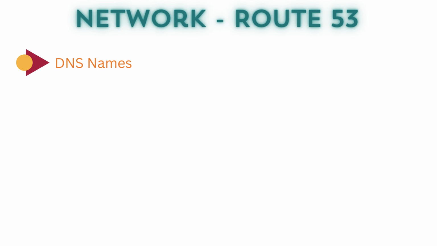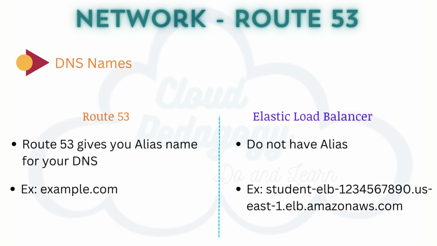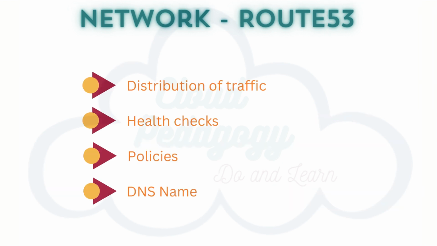Finally, user-friendly DNS name. Route 53 gives you an alias name for your DNS. In our case, the Elastic Load Balancer DNS URL is not user-friendly. It's a mix of numbers and a long list of alphabets. Amazon Route 53 offers a special type of record called an alias, which lets you map your zone apex, like example.com, to the DNS name of your ELB load balancer, which is a mix of alphabets and numbers. That's good. You got to know the difference between them.